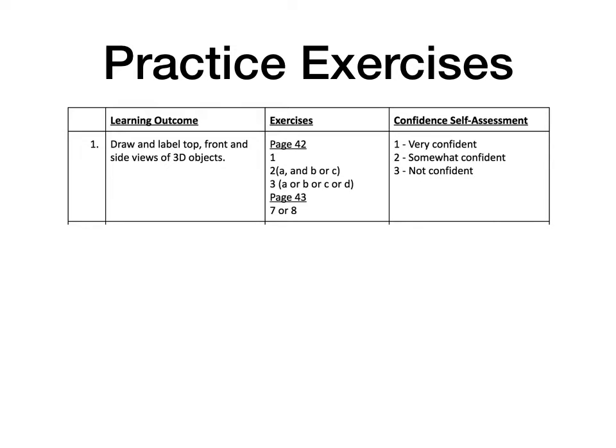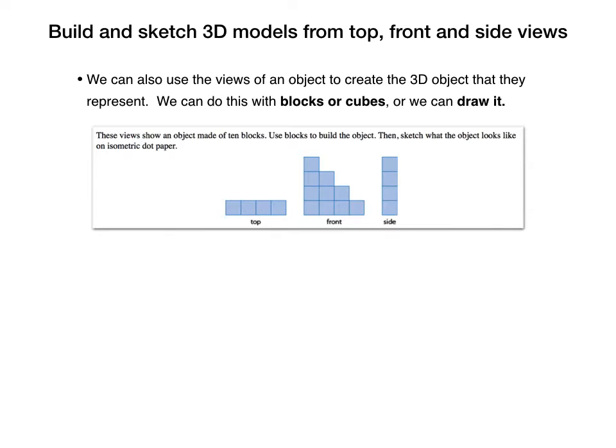Right, so you should have completed the practice exercises from learning outcome 1. So we are going to move on to the next learning outcome, which is that you have to be able to build and sketch 3D models if you're given the top, front and side view of the model. So we can do this. We can build the model using blocks or cubes, or we can draw the model.